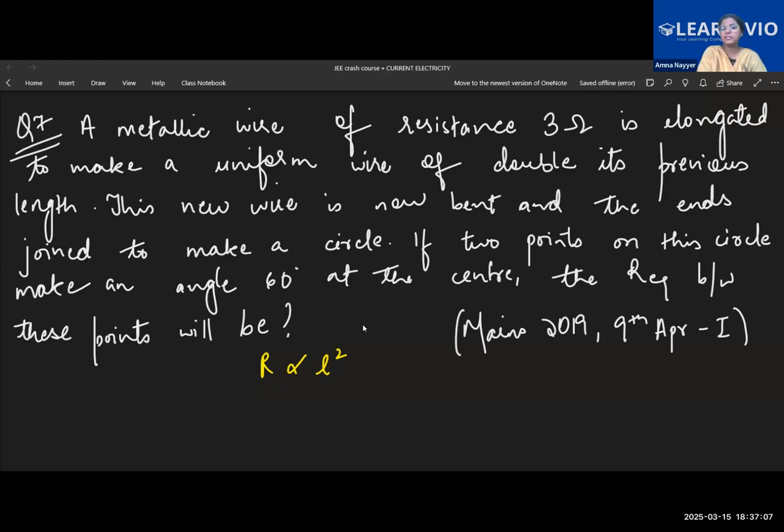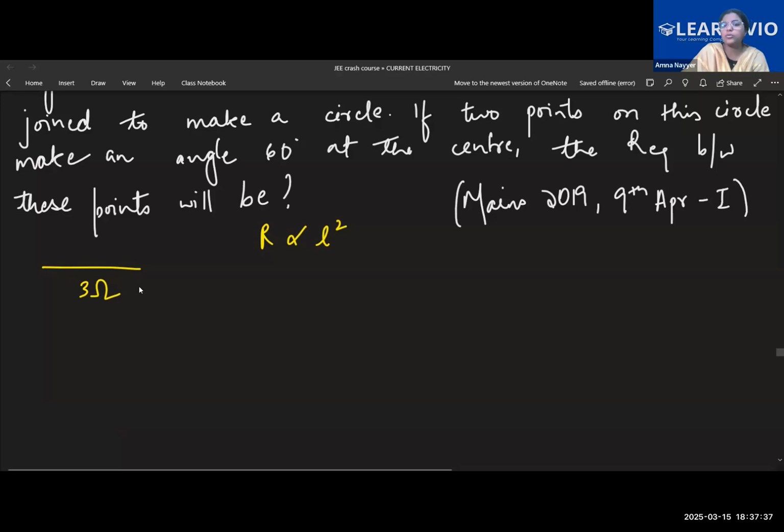See, if 3 ohm resistance is there. So when you say, this is saying a metallic wire, let's say this wire is there, the resistance is 3 ohm. Now, the length has been doubled. So if length has been doubled, how many times will the resistance become? Tell? 4 times. 4 times, correct. So for you, it's very easy now. 1 was 3 ohms, now 4 will be 4 into 3, that is 12 ohms.